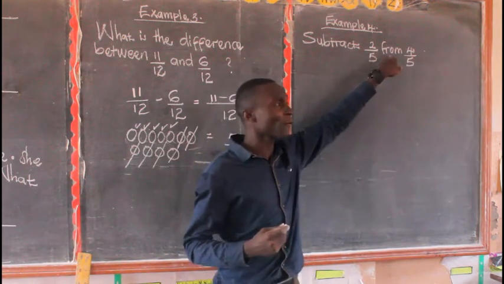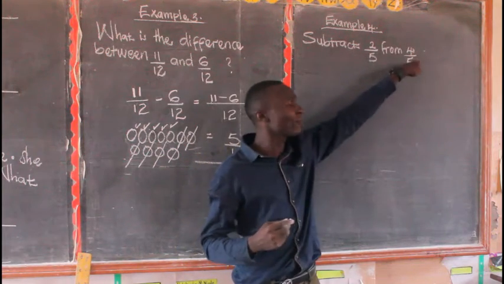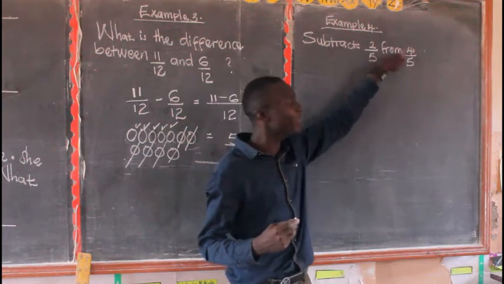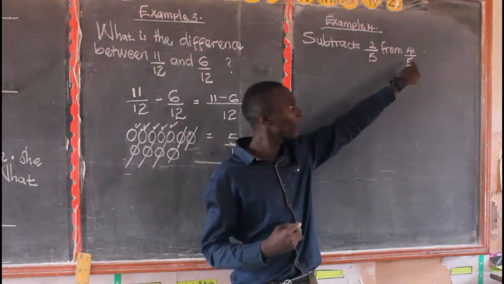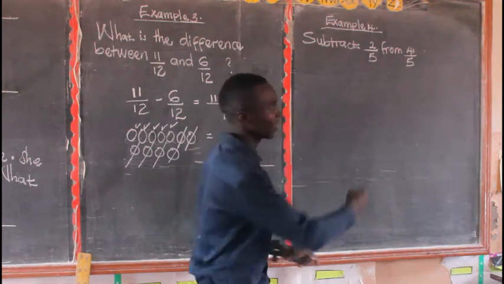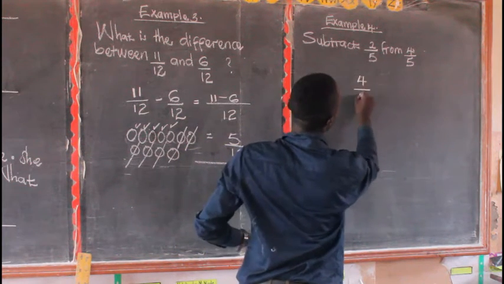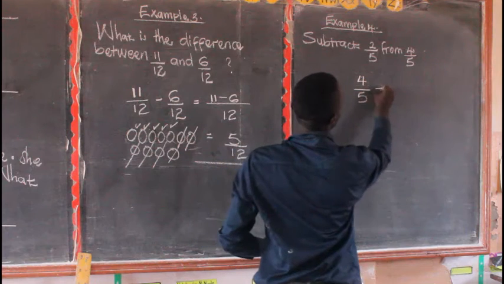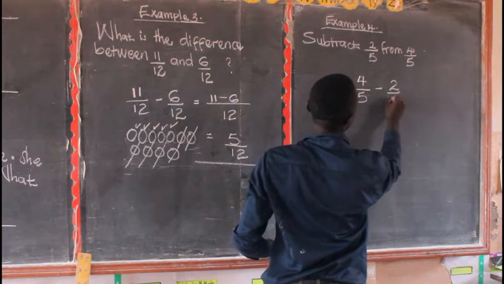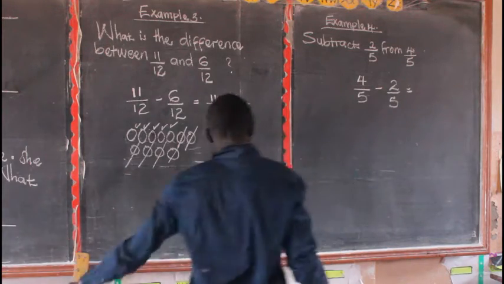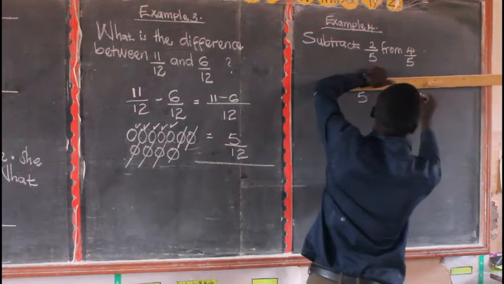Because there is a word from. From means that we are going to start with this fraction, then we end with this fraction. The question is subtract this, but from this fraction. It means that we should start with this fraction. Let us start. 4 out of 5 minus 2 out of 5. What do you get, children? After doing that, draw your line.